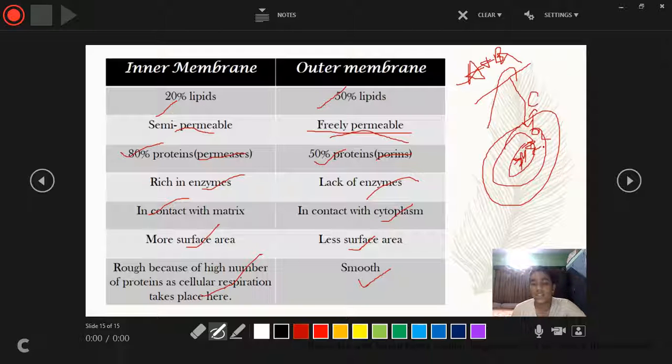In studying the structure of mitochondria, we find the perimitochondrial space between the two membranes, between the outer membrane and the inner membrane. The materials rejected by the inner membrane stay in this perimitochondrial space. Okay, most probably that's it.